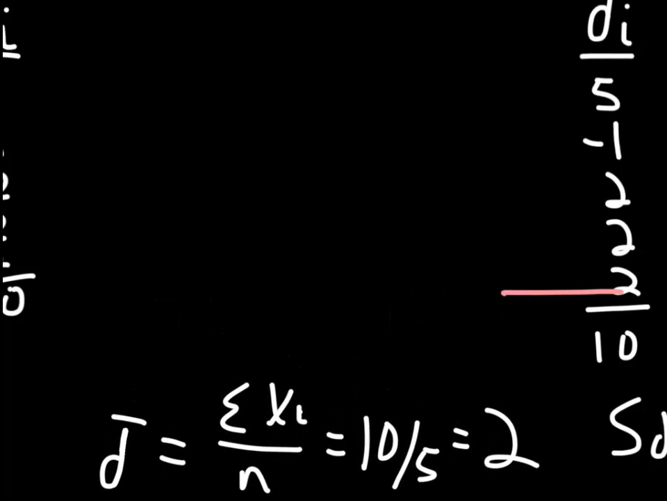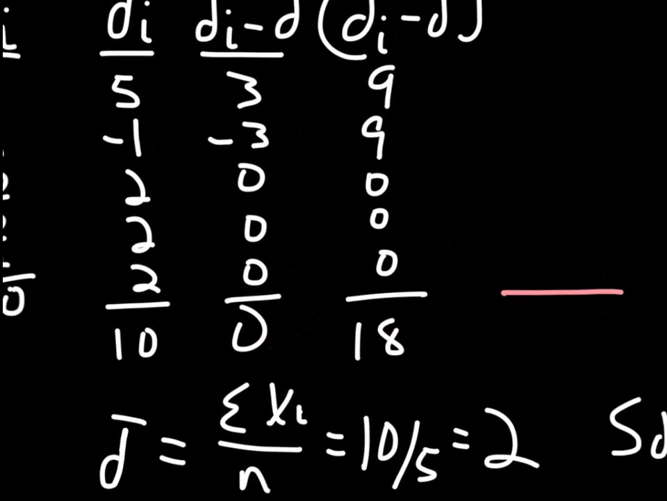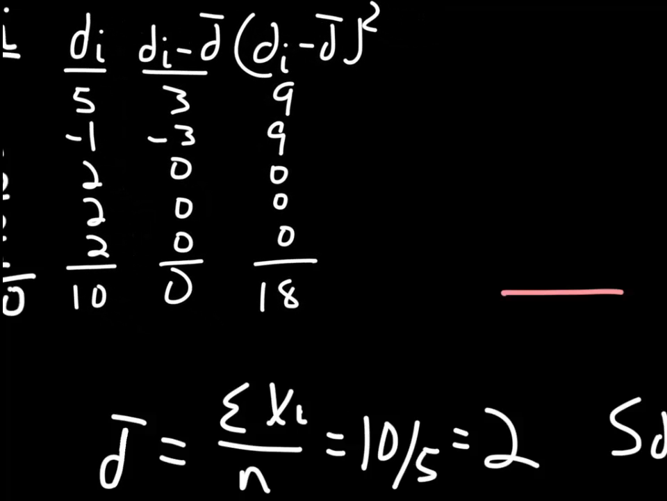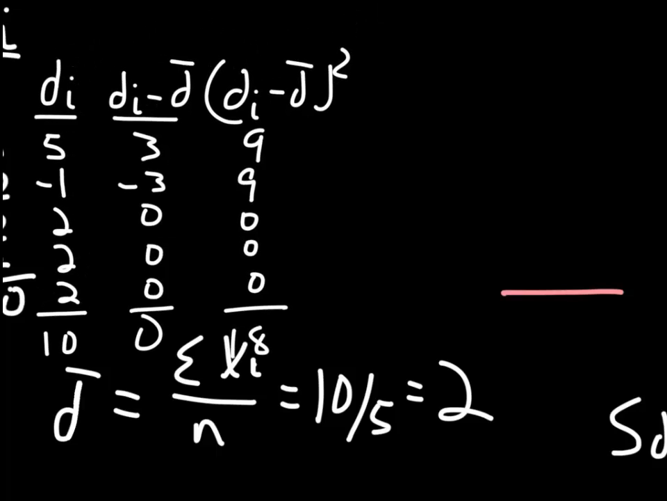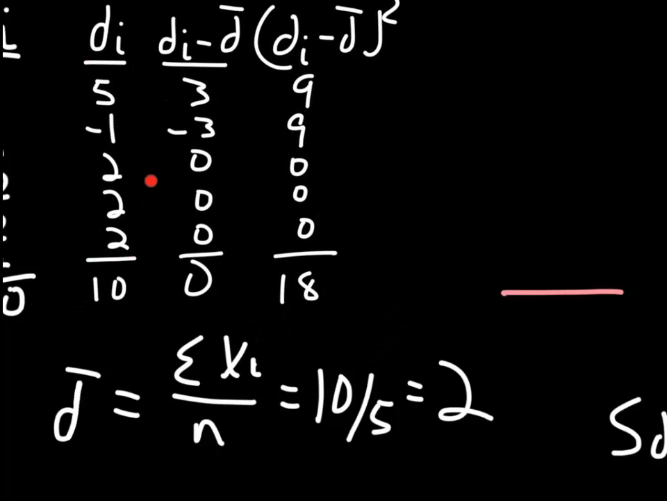Of course, in addition to that, we're going to compute the standard deviation of the D's. So we had our D bar is equal to 2. We're going to get the standard deviation of those by subtracting 2 from each D. So we're going to subtract 5 minus 2 is 3, minus 1 minus 2 is minus 3, 2 minus 2 is 0. And then we're going to square those. 3 squared is 9, minus 3 squared is 9, and so on.